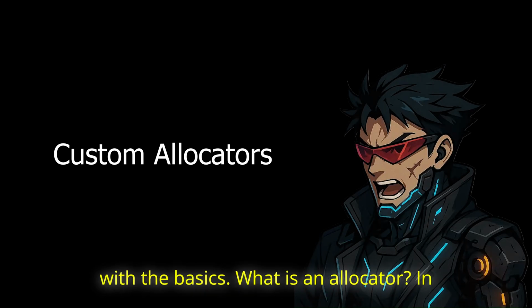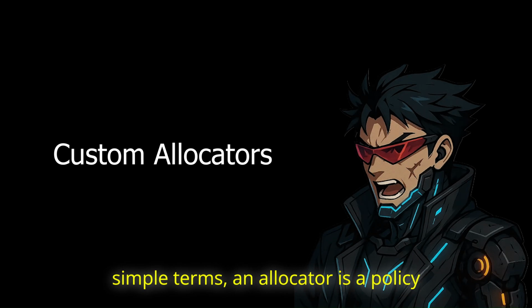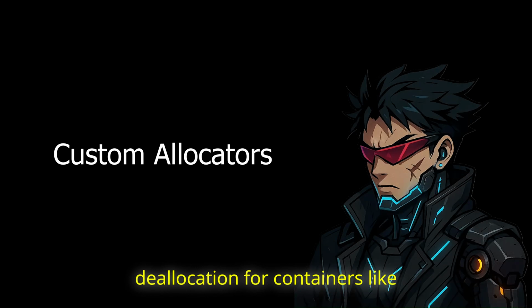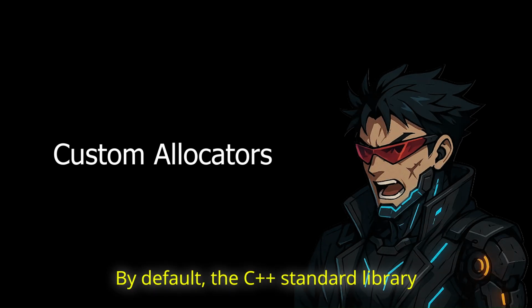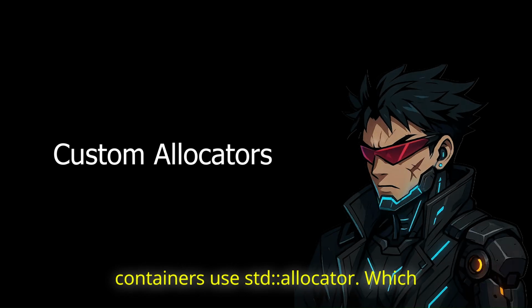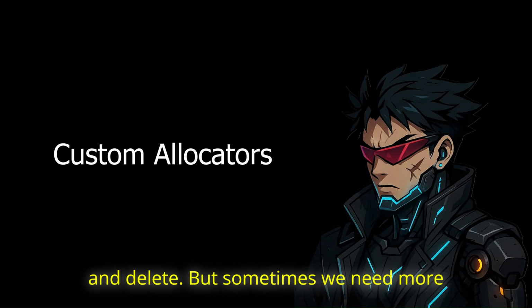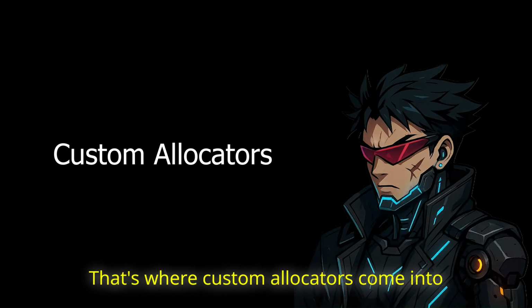Let's start with the basics. What is an allocator? In simple terms, an allocator is a policy object that handles memory allocation and deallocation for containers like std::vector, std::list, and others. By default, the C++ standard library containers use std::allocator, which allocates memory from the heap using new and delete. But sometimes, we need more control over how memory is allocated. That's where custom allocators come into play.